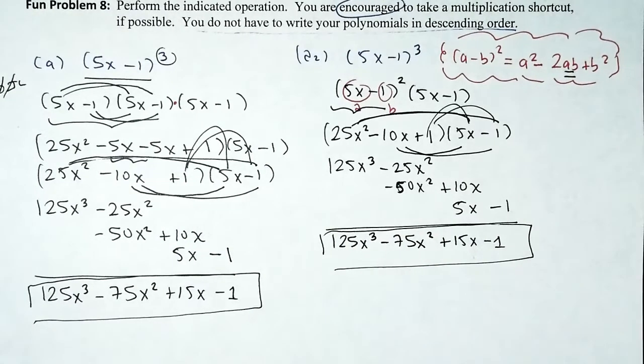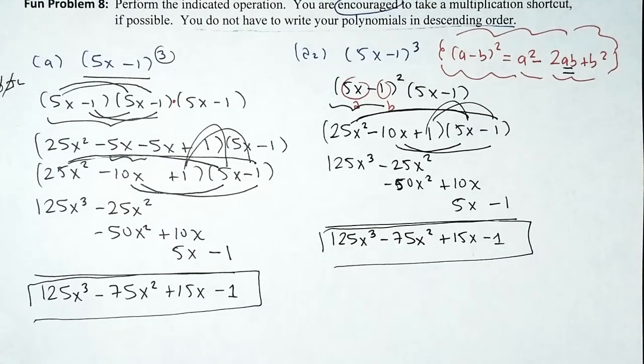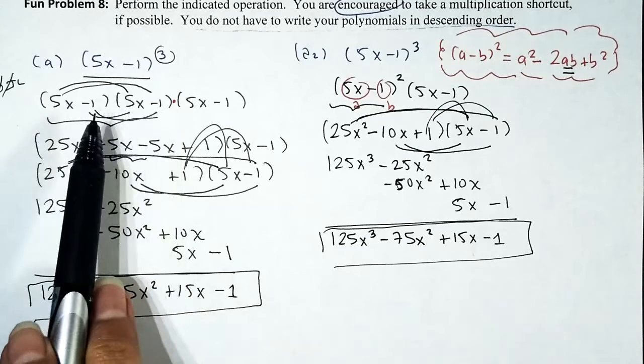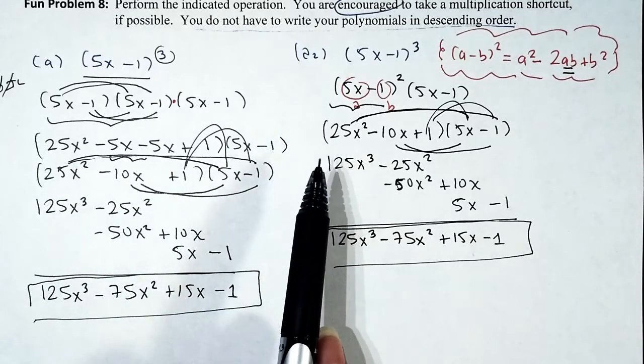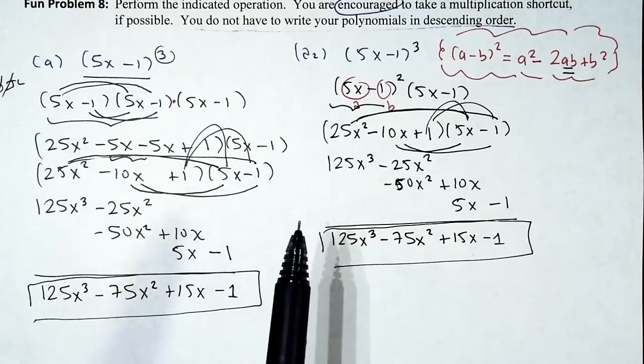So on the test, handle it however you like. You can either expand it from the start, or you can make groups of 2 and quickly square the binomials. So we're doing a total of 5 problems.